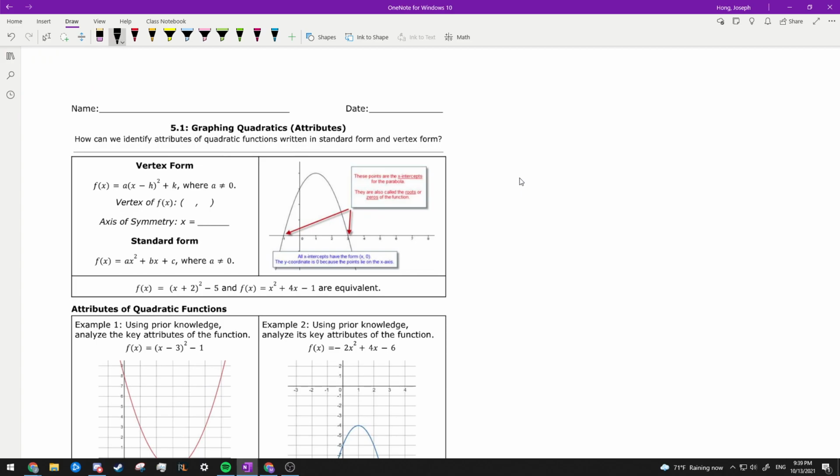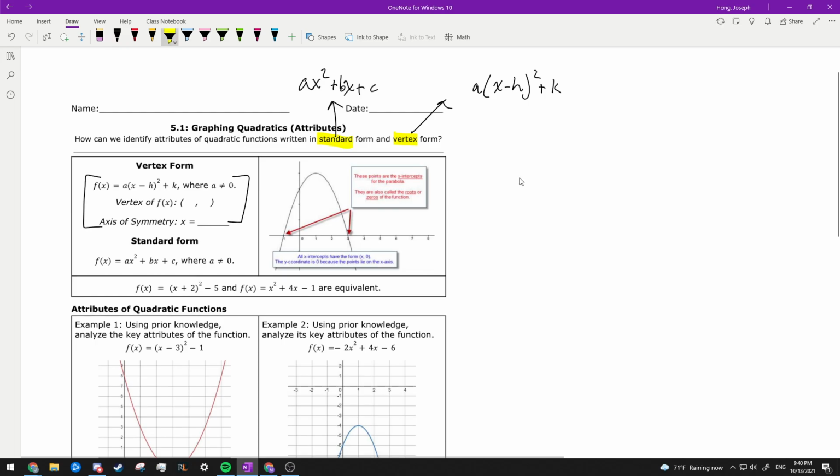So how can we identify attributes of quadratic functions written in standard form and in vertex form? First we have to understand what standard form and vertex form are. I'm going to just show you real quick for educational purposes: standard form looks like this, ax squared plus bx plus c. And the vertex form is going to look like a times (x minus h) squared plus k, which is labeled here.